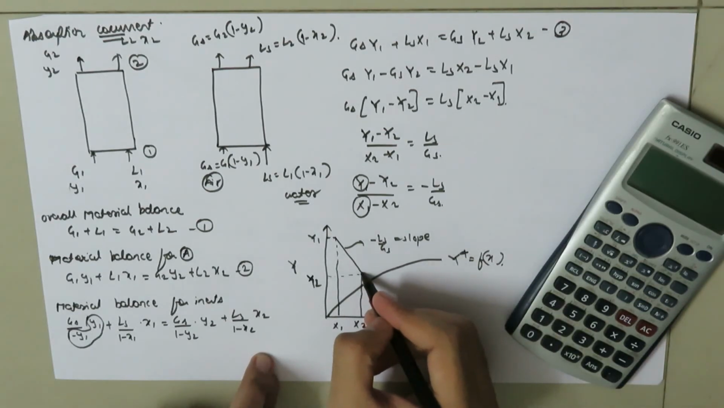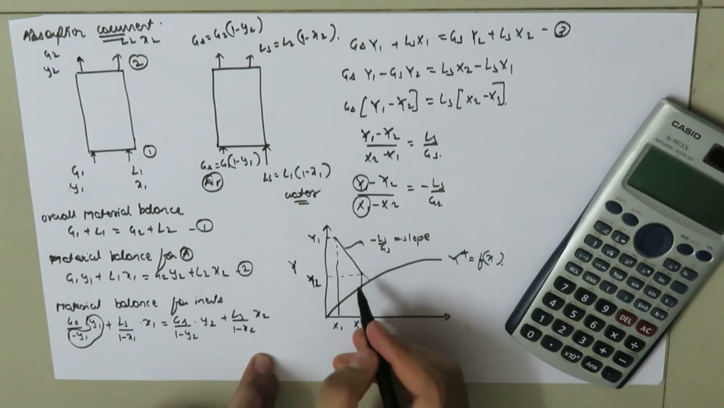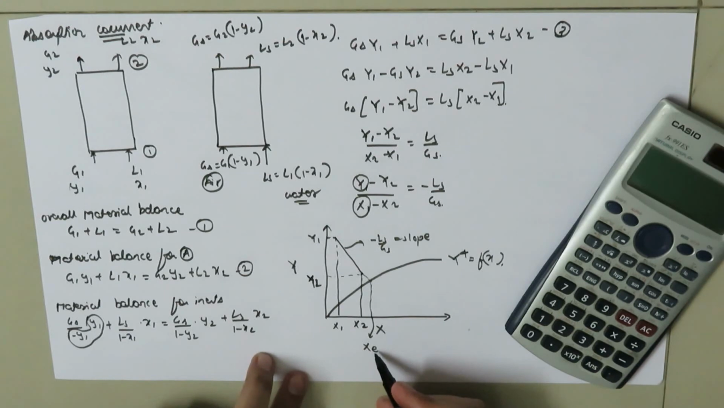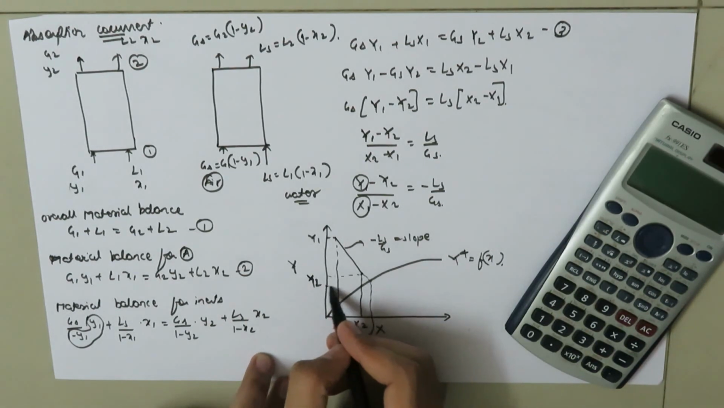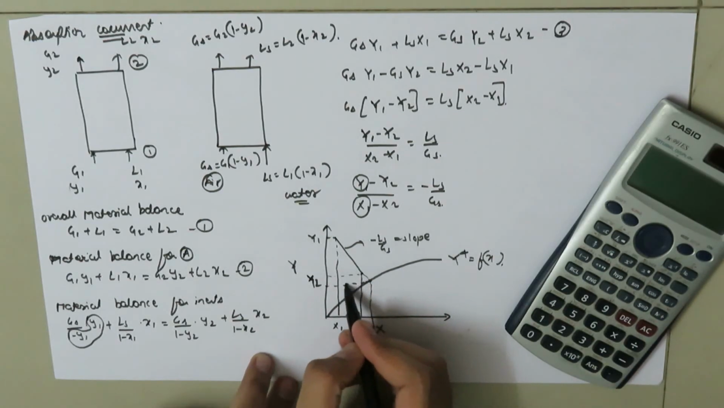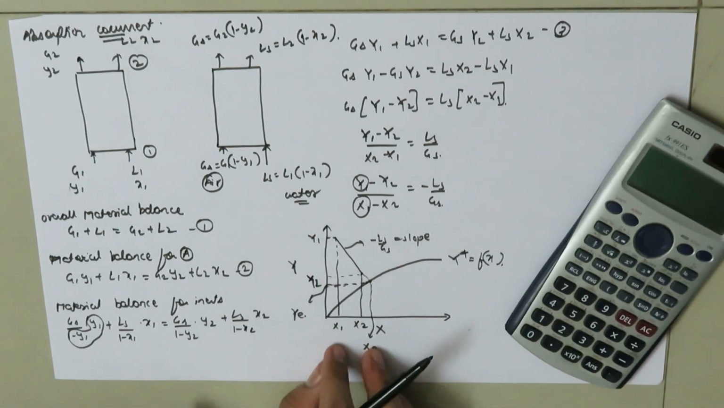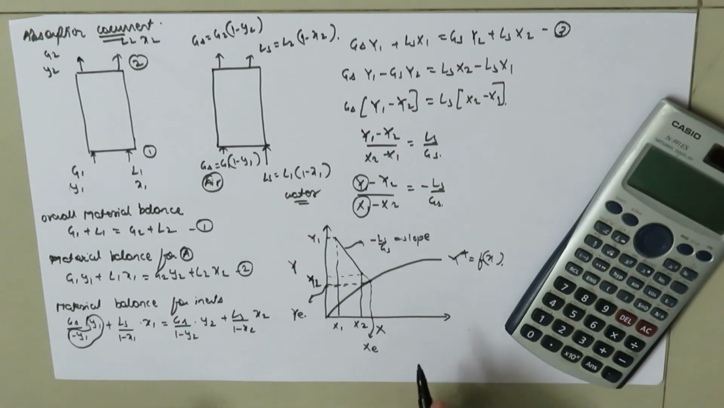If we extend this line until it touches the equilibrium curve, here we get capital XE, the moles of solute per moles of solvent in equilibrium in the liquid, and the corresponding point capital YE, the moles of solute per moles of solvent in equilibrium in the gas. So this was all the information regarding absorption in the case of co-current and countercurrent processes, and we'll meet in the next video with some more concepts.